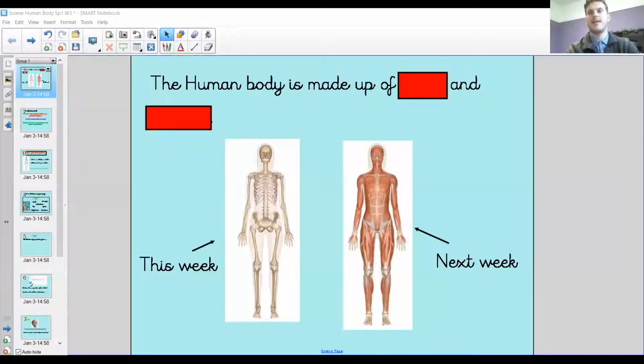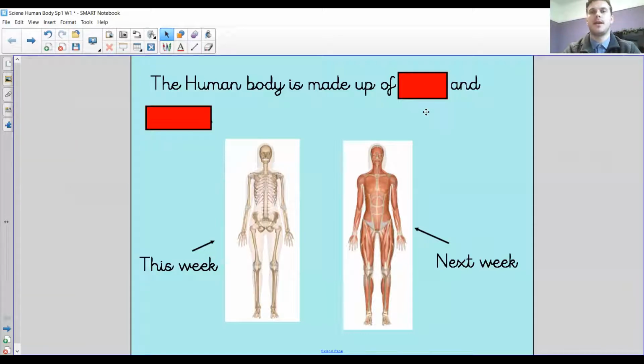Here we go. So last week, we found out that the human body is not just made of one thing, it's made up of lots and lots of different systems and lots of different things, okay? And you should have that in your book from last week. There are two main things that make up the human body, and we're going to look at them over this week and next week. So I wonder if you can pause the video now, who can rewind, what are we looking at here, and what are we going to be looking at next week?